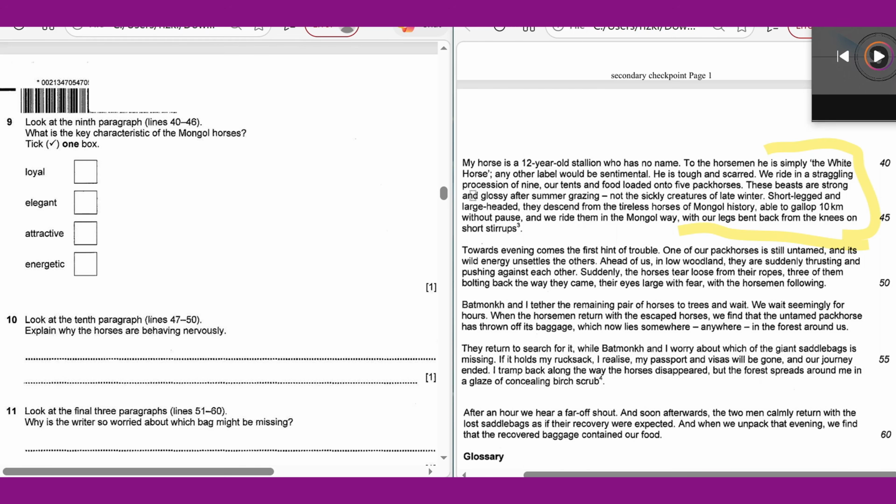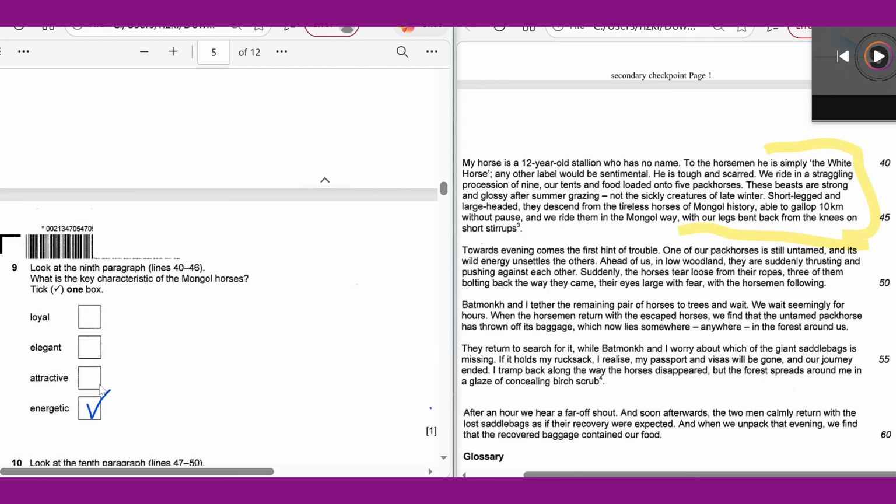Okay, guys, have you got your answer? Let's check it out. Oh, it's energetic. That is the only answer. The Mongol horses, as they are tireless. So tireless, so then they have that strong, they are tough. Okay, let's move on.